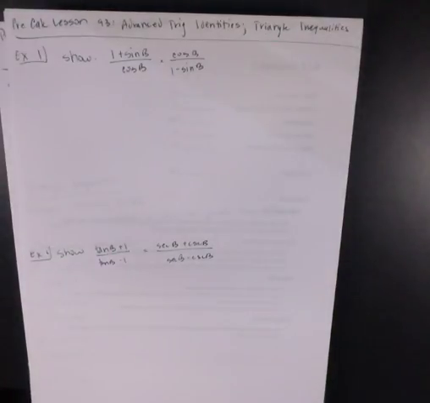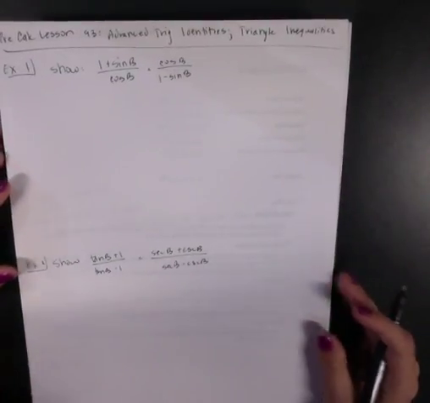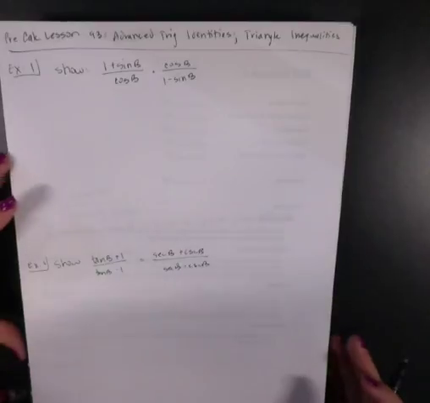Hello everyone, this is Pre-Calc Lesson 93, Advanced Trig Identities and Trig Inequalities. We're going to just jump into this and do some examples. I think that will make the most sense.